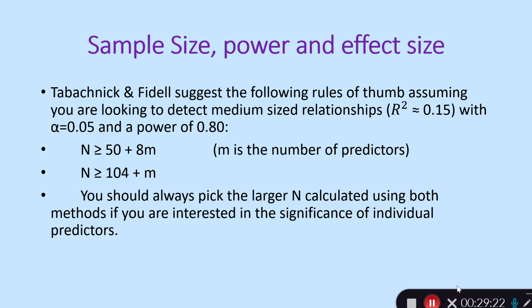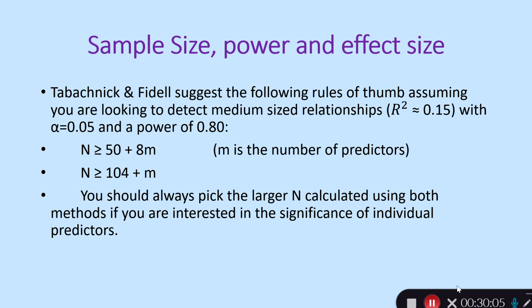So that would mean we have enough sensitivity to be able to detect a significant result that represents a medium-sized effect. The bigger our sample, the more ability we will have to detect significant relationships that represent a small effect size. Not necessarily the case that we need to do that. So their rule of thumb is, if you're looking to detect a medium-sized relationship, R squared is roughly about 0.15, with an alpha or probability significance level of 0.05 and a power of 0.80.